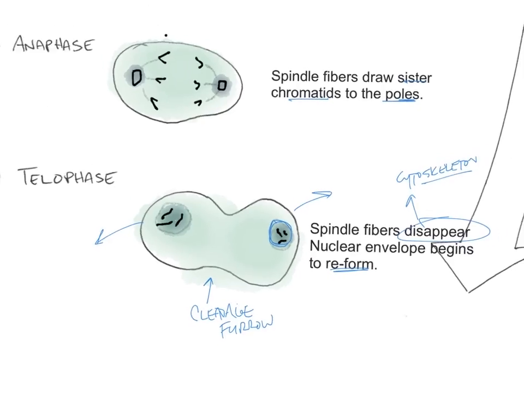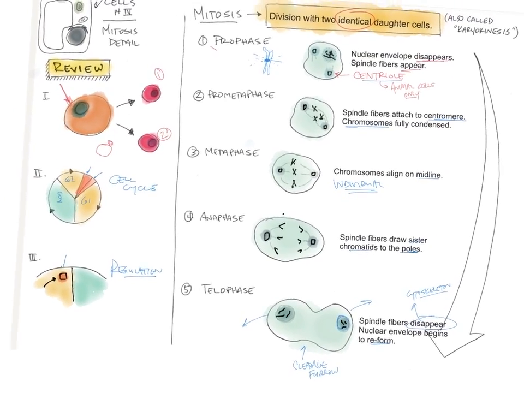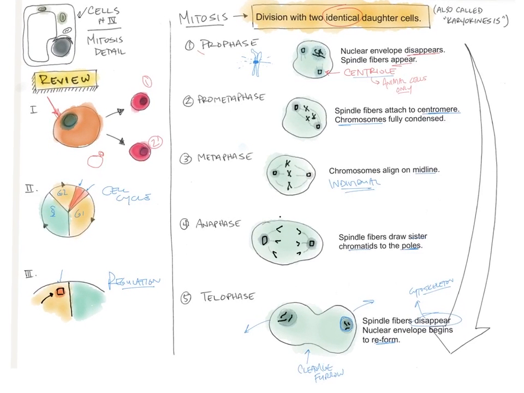Also, don't forget that some cells enter what is called G0, right? So G0 is when we are not actively preparing to divide, nor are we dividing. So that'd be like a red blood cell, a cardiac cell, a neuron, things like that. Once they divide, they're done. So that's mitosis in detail.